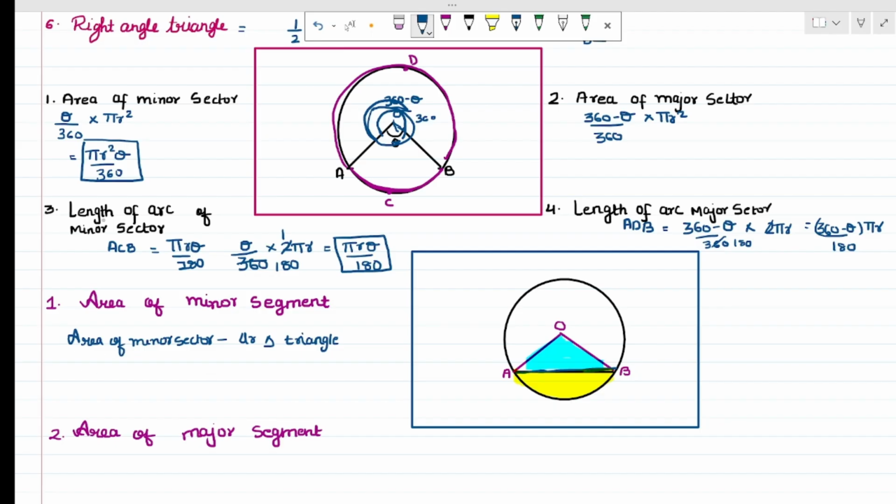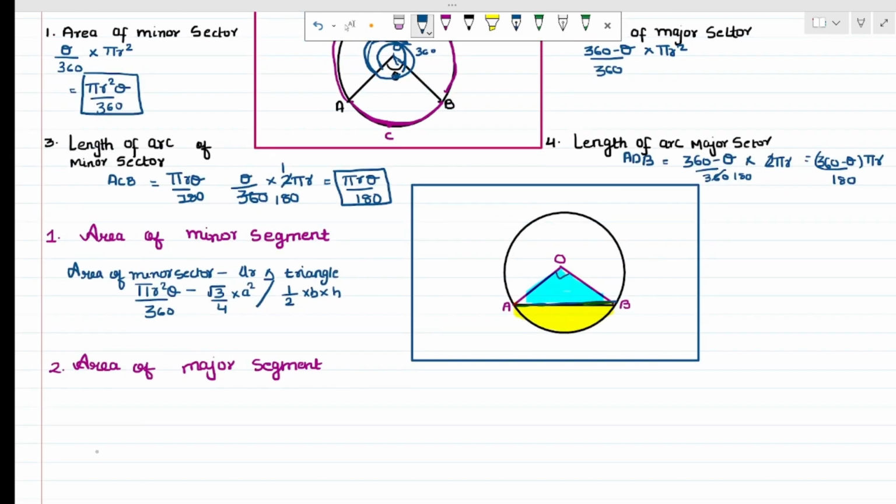We have earlier studied what our minor sector's formula is. It's π r² θ upon 360 minus area of triangle. If it is an equilateral triangle, you can write the formula √3/4 into a². Or if it's a right angle triangle, that means if your angle formed over here is 90 degrees, you can write the formula for the triangle as half into base into height. Understood? For finding out the minor segment, your formula is minor sector minus area of triangle.